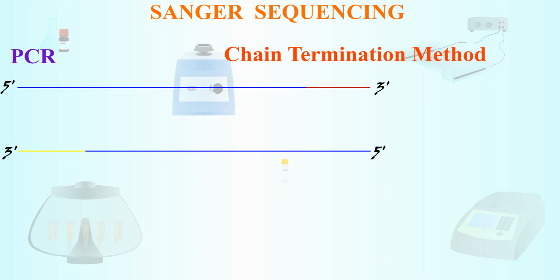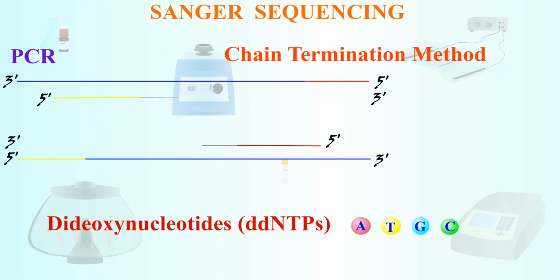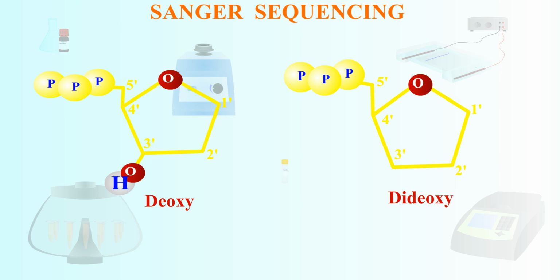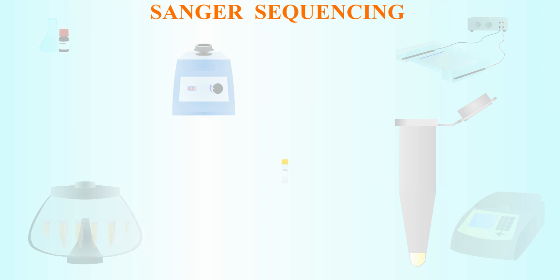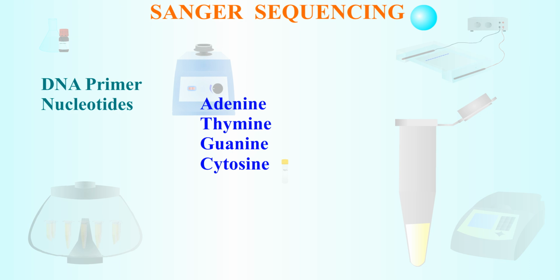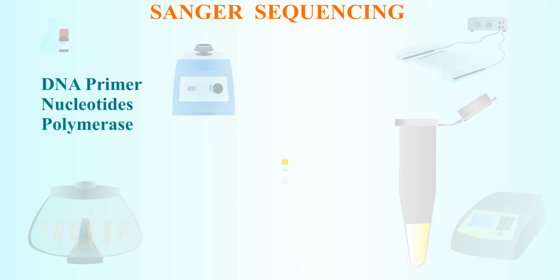It makes use of the PCR technique and works by selective incorporation of dideoxynucleotides, or ddNTPs, to halt the DNA synthesis. ddNTPs are similar to dNTPs, but lack one hydroxyl group at the 3' carbon of the sugar, deoxyribose. During Sanger sequencing, a DNA primer complementary to the template DNA is used as the starting point for the DNA synthesis. The nucleotides adenine, thymine, guanine, and cytosine are given as deoxynucleotide triphosphates, or dNTPs. Also, the polymerase is added to extend the primer.